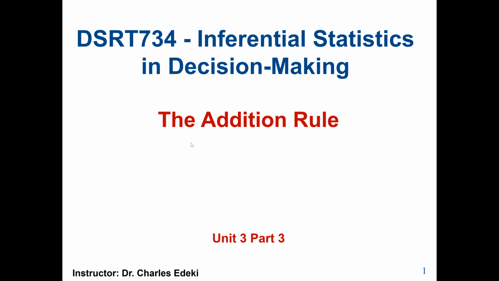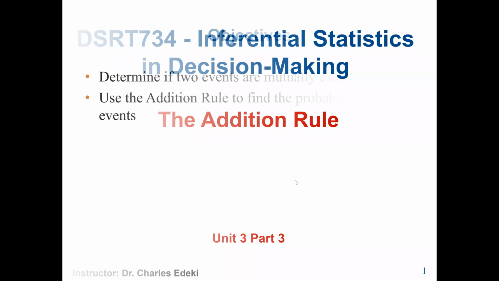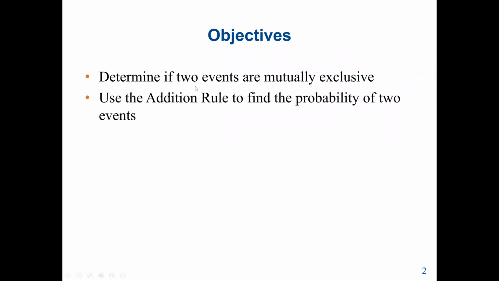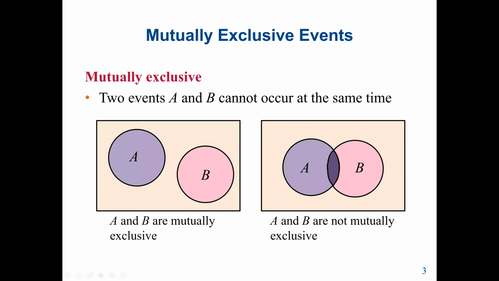This lecture covers the addition rule in probability. Our main objective is to determine if two events are mutually exclusive, and also use the addition rule to find the probability of two events. So we said two events are mutually exclusive if they cannot occur at the same time. So if two events A and B cannot occur at the same time, then they are mutually exclusive.